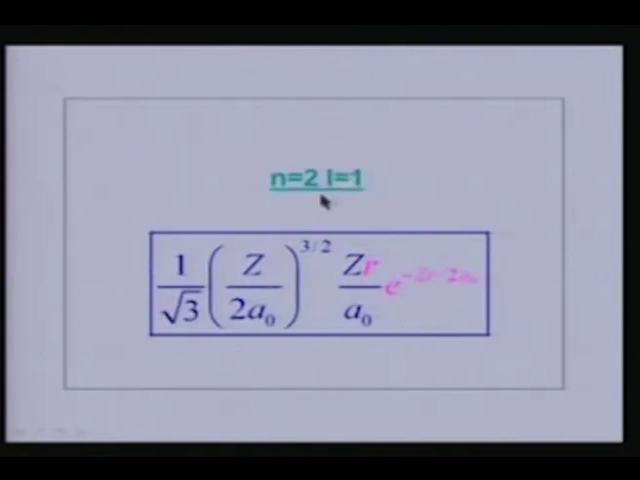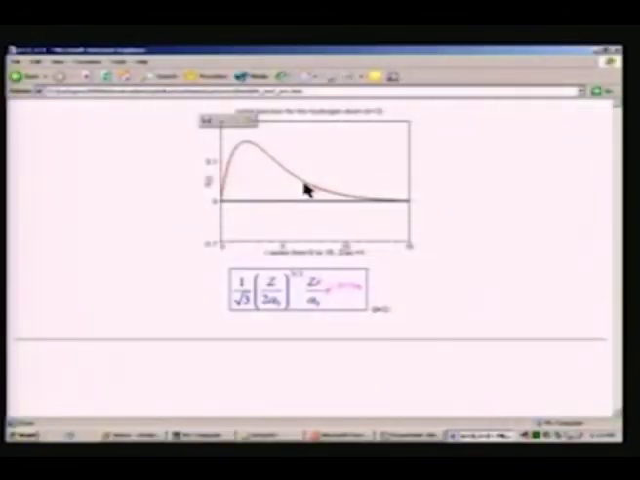n equal to 2, l equal to 1 is simply r times e to the minus Zr by 2a naught. This starts from 0 and increases as r increases, but the exponential eventually tapers off the function, so you see it grows from 0 to a maximum value, and then goes back to 0 as r increases. This is the radial function for n equal to 2, l equal to 1.